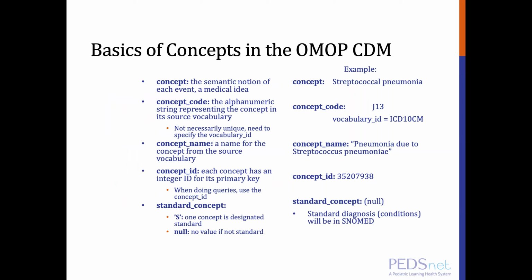So just some basics of the terms we use in the OMOP CDM. A concept is the semantic notion of each event, basically any medical idea. Could be a diagnosis, a medication, a procedure, you name it. Concept codes are the alphanumeric string representing the concept in its source vocabulary. So these are not necessarily unique because the same alphanumeric string could be used in other vocabularies. So you need to specify the vocabulary ID. Concept name is a name for the concept from the source vocabulary itself.